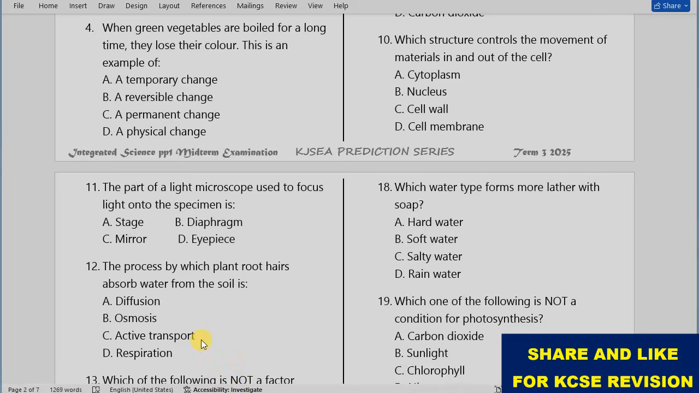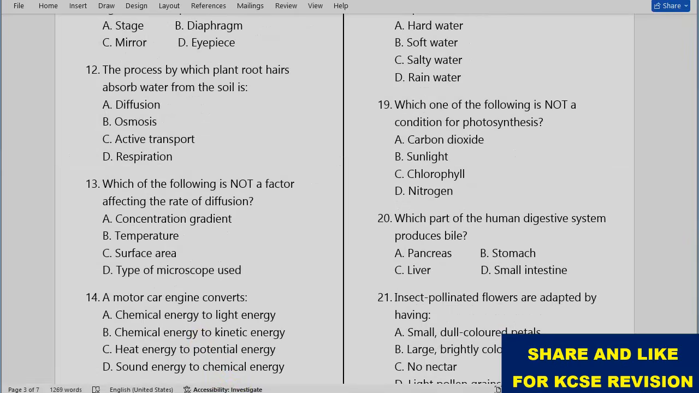Because of the concentration gradient that is there. Which of the following is not a factor affecting diffusion? D is not, because the type of microscope cannot affect the diffusion. Number 14, a motor car engine converts chemical energy from fuel to kinetic energy in a car engine. Therefore, the correct answer is B, chemical energy to kinetic energy.